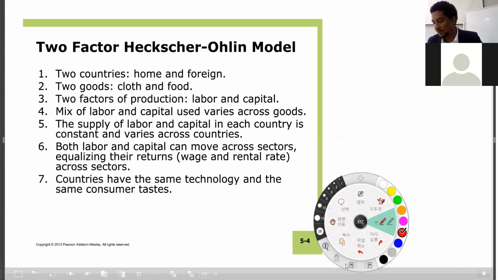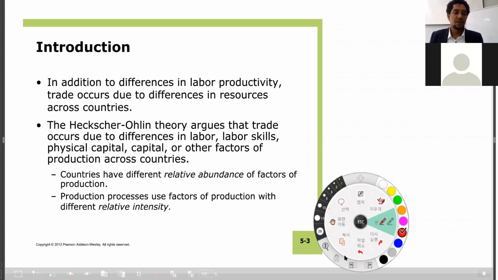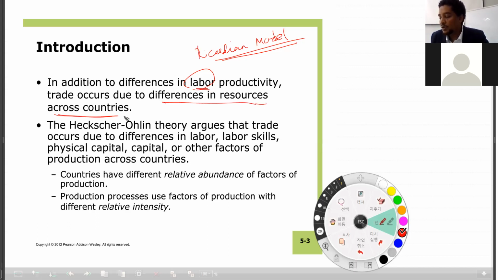So let's get started with the introduction, okay? In addition to differences in labor productivity, which was studied in the Ricardian model, okay, in the Ricardian model we said the determinant factor is labor, right? So in addition to differences in labor productivity, trade occurs due to differences in resources across countries. So this is what is proposed by the Heckscher-Ohlin model. Okay, they say it's not only labor, but trade occurs due to differences in resources across countries.